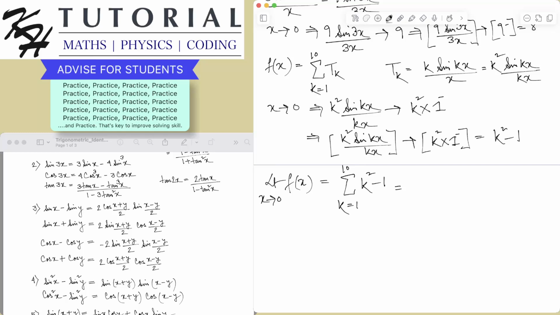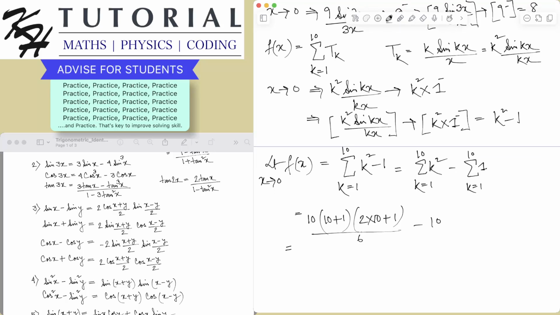So this is the summation of k square, k from 1 to 10, minus the summation of 1. The summation of k square, k from 1 to 10, means the sum of the squares of the first 10 natural numbers, whose formula is n into n plus 1 into 2n plus 1 divided by 6, and this is minus 10.